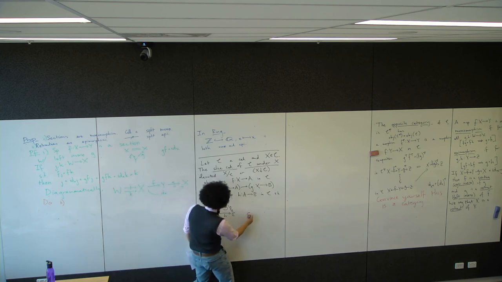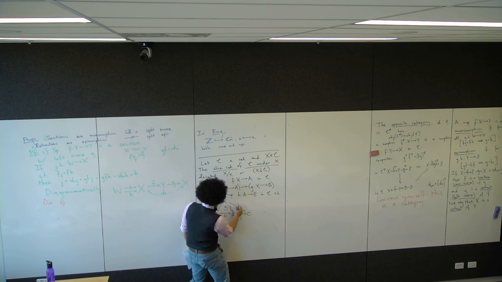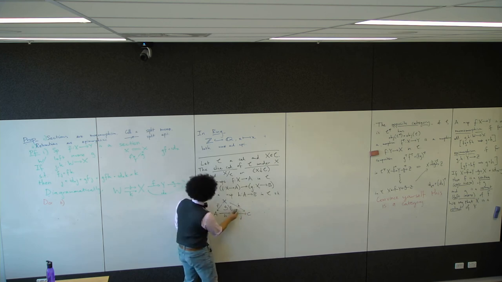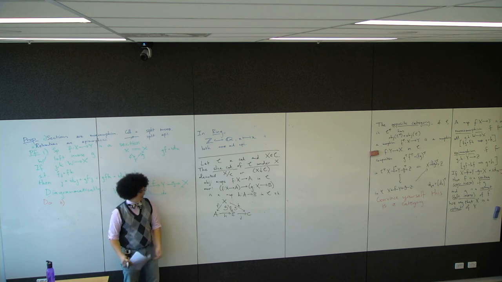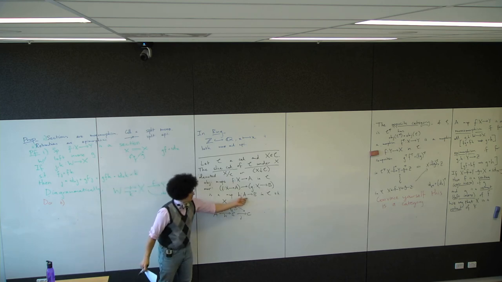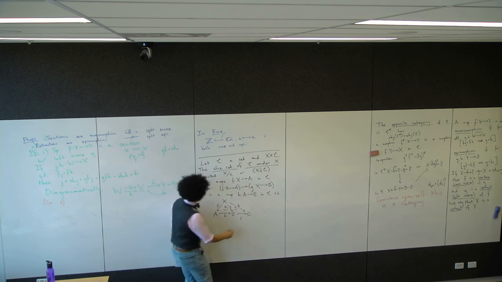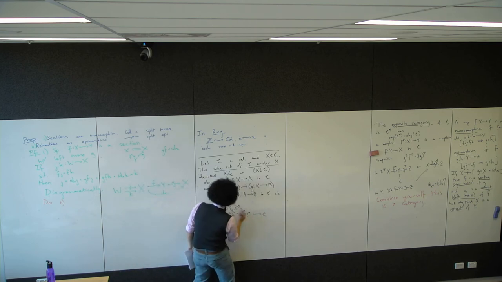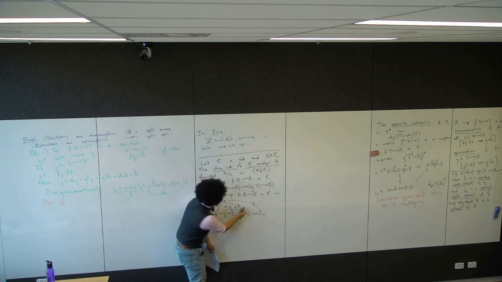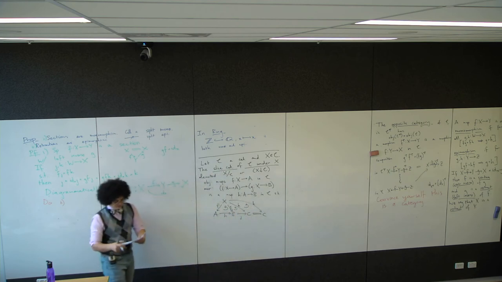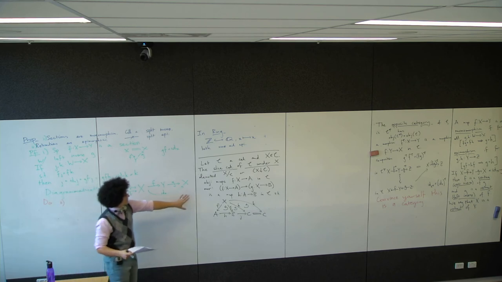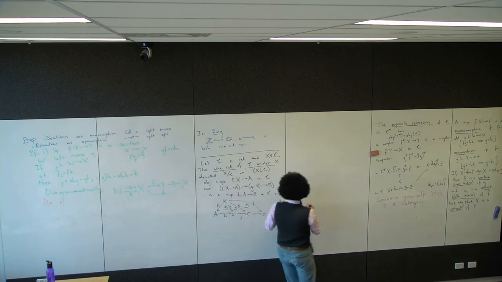Composition is just composition of these maps. The identity is the identity. Obviously, that commutes. All right, this is the slice category of C under X.